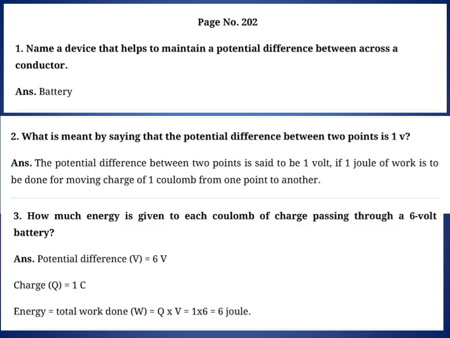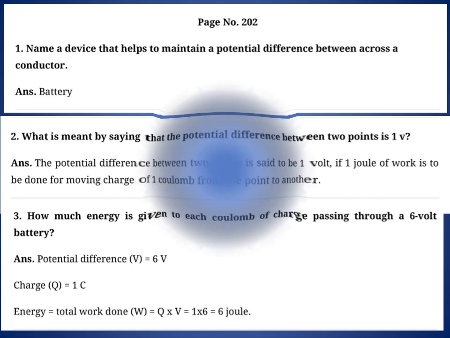Next, how much energy is given to each coulomb of charge passing through a 6 volt battery? My dear student, here the formula is very easy. Energy, that is work done, is equal to the product of charge and potential difference, and the charge and potential difference are given. The potential difference in this numerical is 6 volt and the charge is 1 coulomb. So 6 into 1, the answer will definitely be 6 joule of energy.